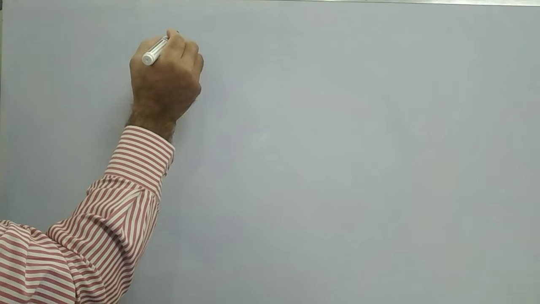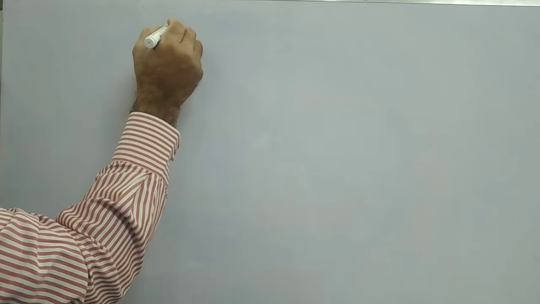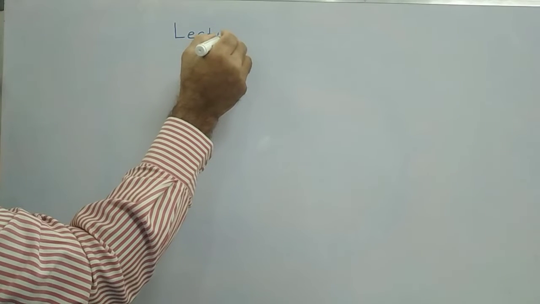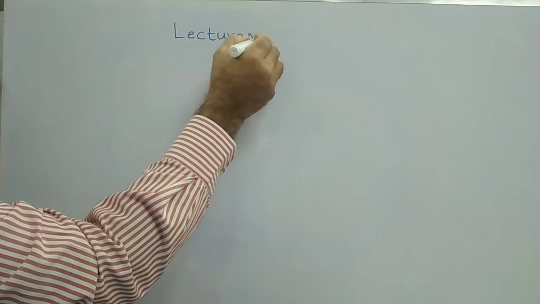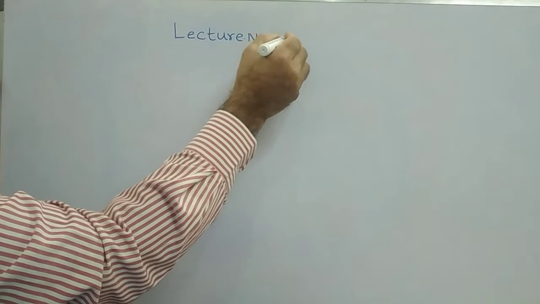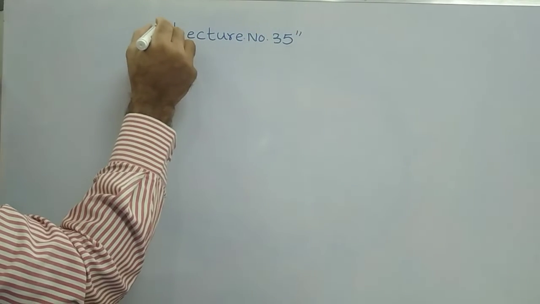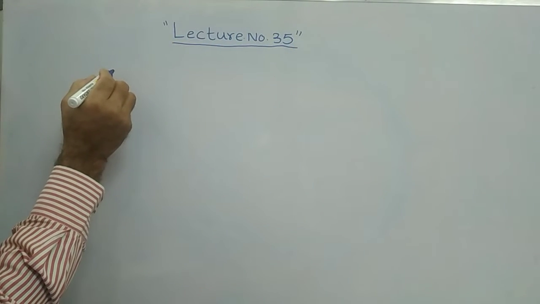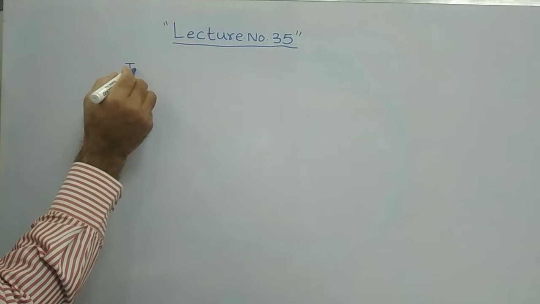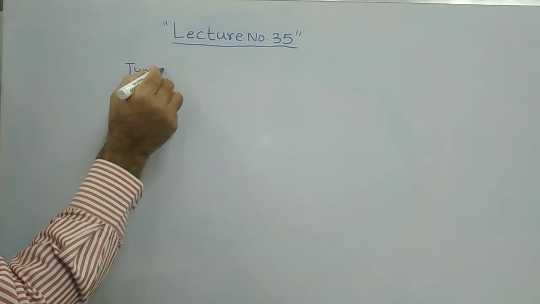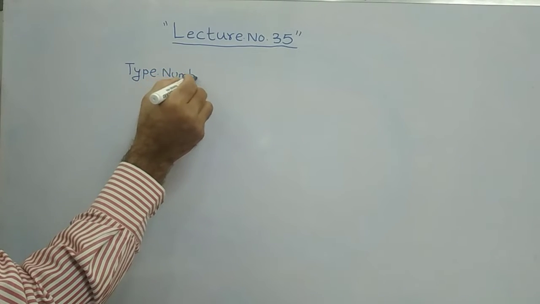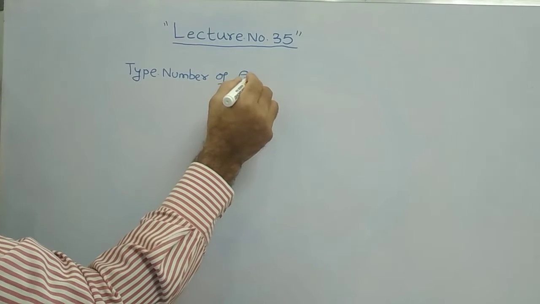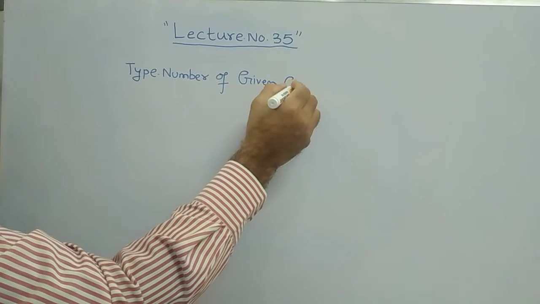By the way, today we'll see lecture number 35. Lecture number 35. Let us see the type number of a given control system.